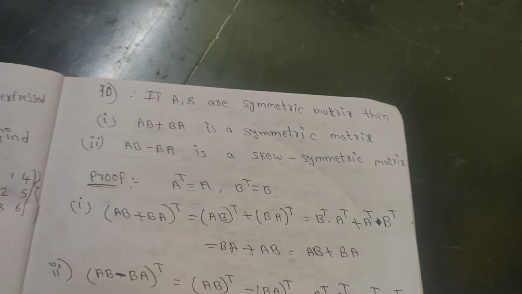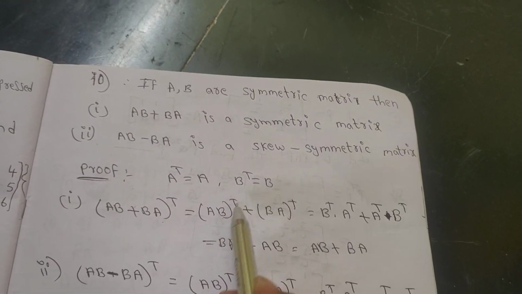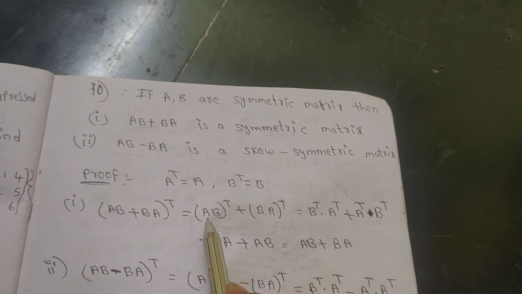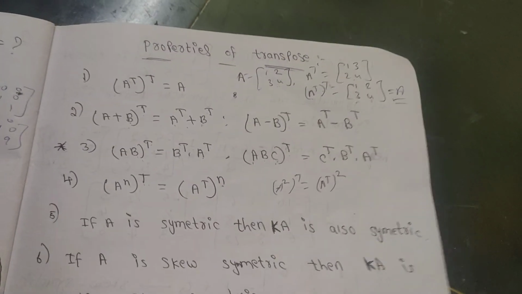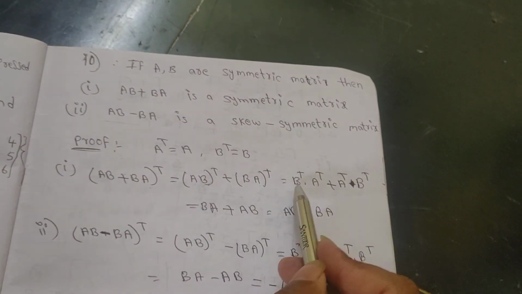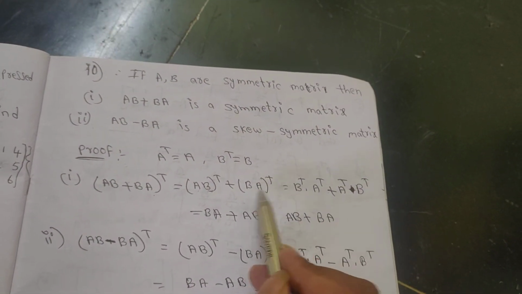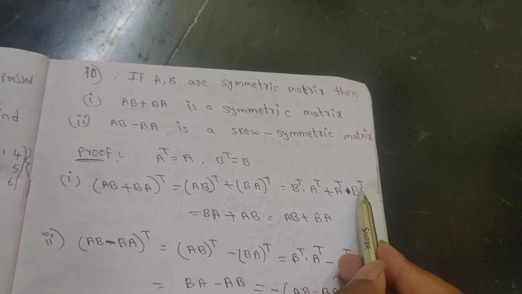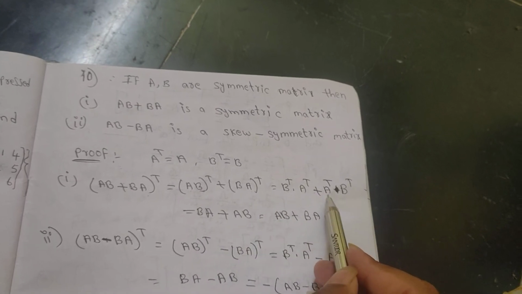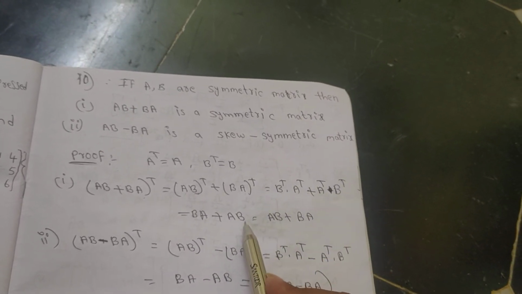According to the second property, this one you can write as (AB)ᵀ plus (BA)ᵀ, and we know (AB)ᵀ is equal to BᵀAᵀ. That is also one of the properties, the third property. So according to the third property, (AB)ᵀ is BᵀAᵀ, and (BA)ᵀ is equal to AᵀBᵀ. Bᵀ is equal to B, Aᵀ is equal to A, that is BA; Aᵀ is equal to A, Bᵀ is equal to B, that is AB.